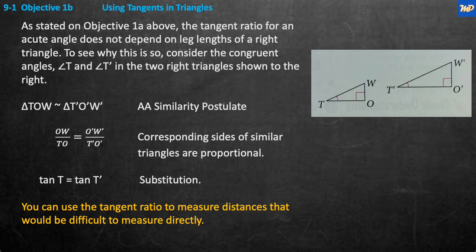Okay, you see them, there's TOW, T prime, O prime, W prime. They're similar triangles, not congruent triangles, but they're similar. So how are they similar? Triangle TOW is similar to triangle T prime, O prime, W prime by using the angle-angle similarity postulate, which says that if you have two angles that are congruent, then the triangles are similar.